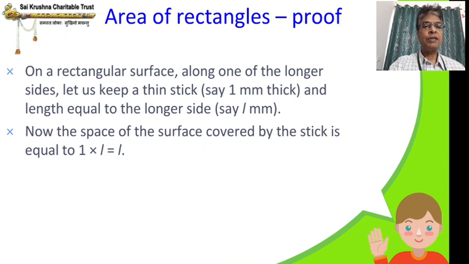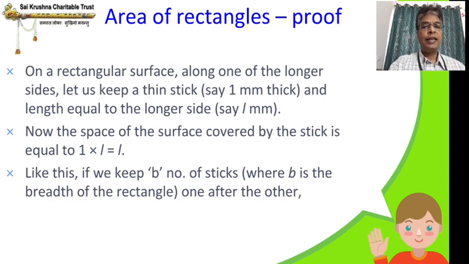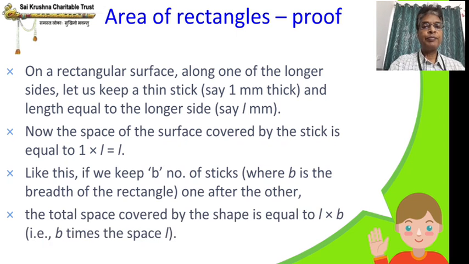Now the space of the surface covered by the stick is equal to 1 into L, equal to L. The unit of measurement we will see in the next page or at the end of this page. Like this, we keep B number of sticks, where B is the breadth of the rectangle, one after the other. One stick we have kept. Now we are going to stack more and more sticks on the side, one after the other, till the end of the breadth. The total space covered by the shape is equal to L into B, that is B times the space L.